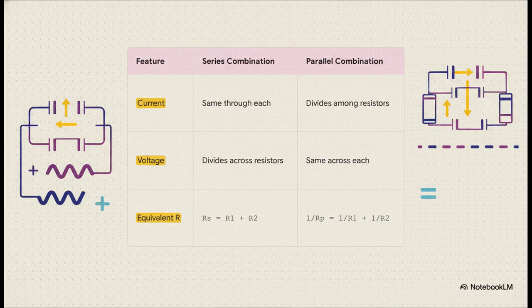All the traffic, which is our current, has to follow the exact same path, so the current is the same everywhere. The total resistance is easy. You just add up all the individual roadblocks.